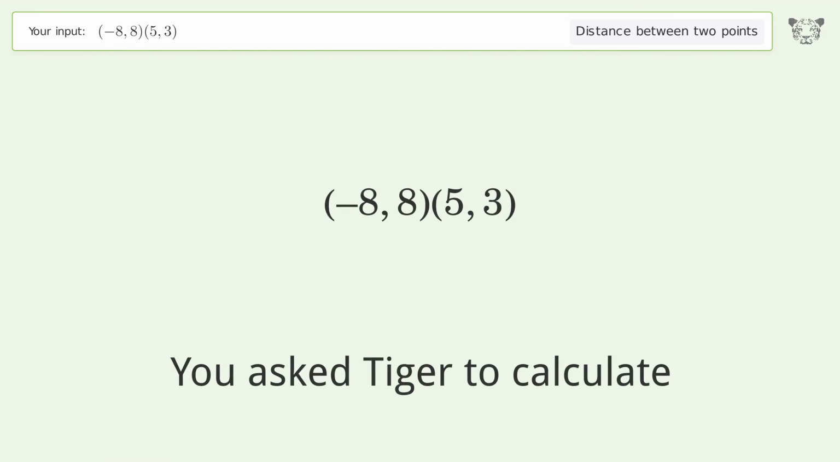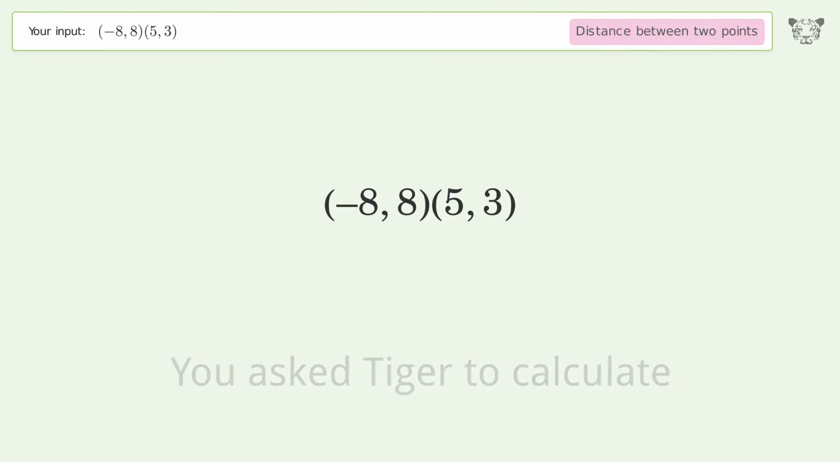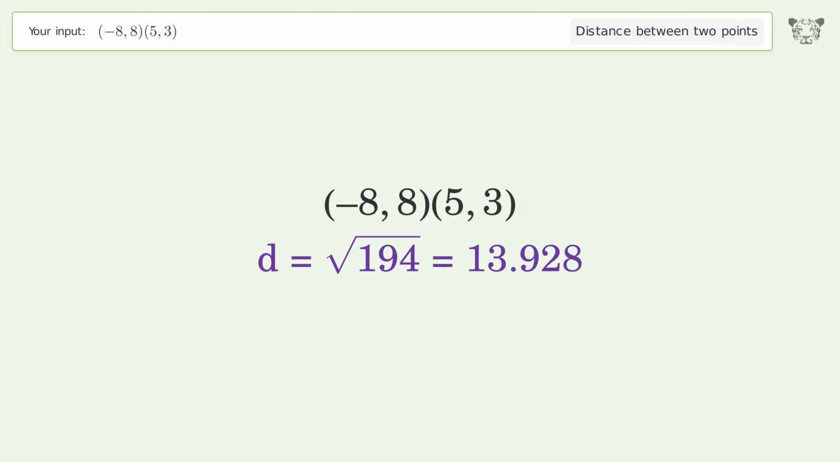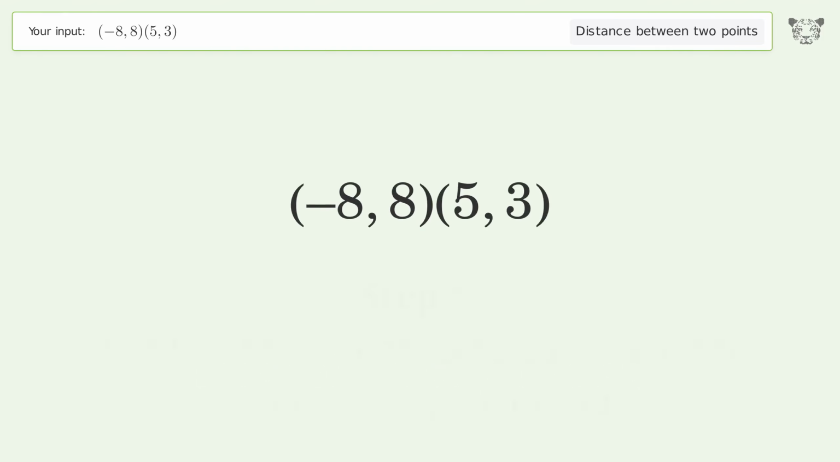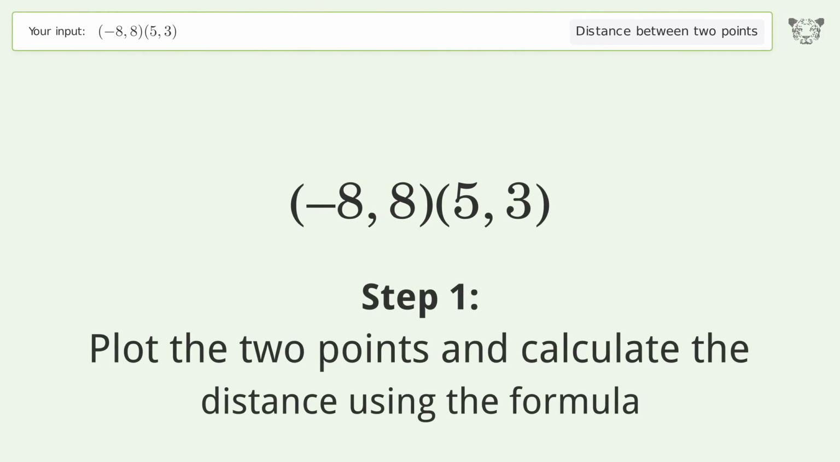You ask Tiger to calculate. This deals with the distance between 2 points. The distance between the 2 points is the square root of 194, or 13.928. Let's solve it step by step. Plot the 2 points and calculate the distance using the formula.